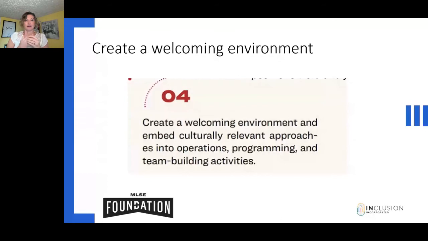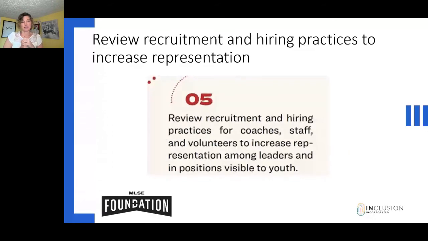Looking at your recruitment and hiring practices to increase representation. So if you can see it, you can be it is kind of a common saying these days. So thinking about some of your coaches, staff, volunteers, and how you're cultivating diversity to have more folks from equity deserving communities be part of your team. And then that will also help build engagement and connection back to those communities and to the youth coming up to see that there's those role models to connect to.